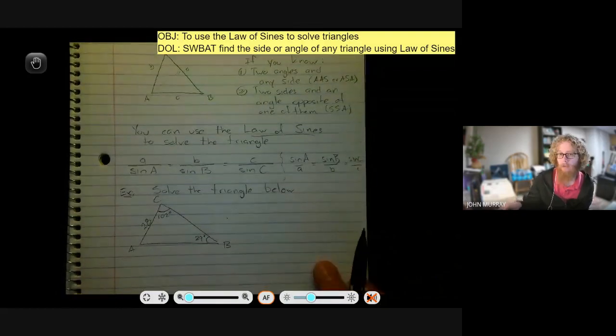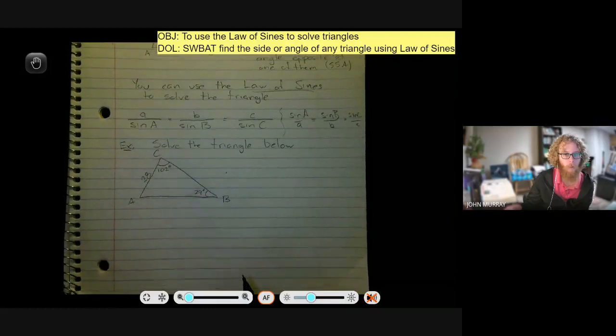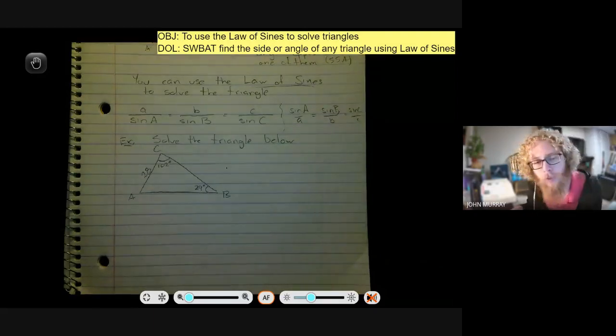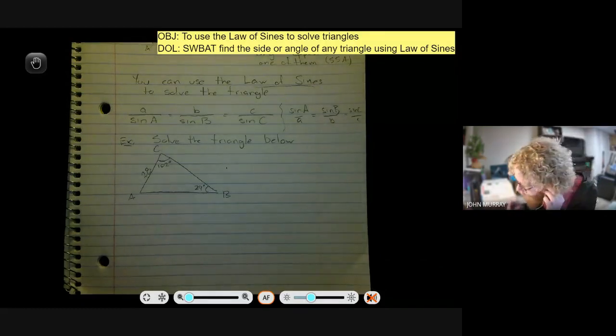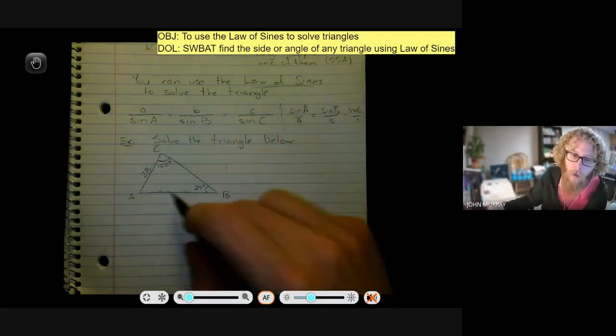All right, so let's take a look at an example. We want to solve the triangle below. Again, that just means we're looking for all the missing pieces. So my first recommendation is to write down what we do know. Organize the information into what we have and what we're looking for.